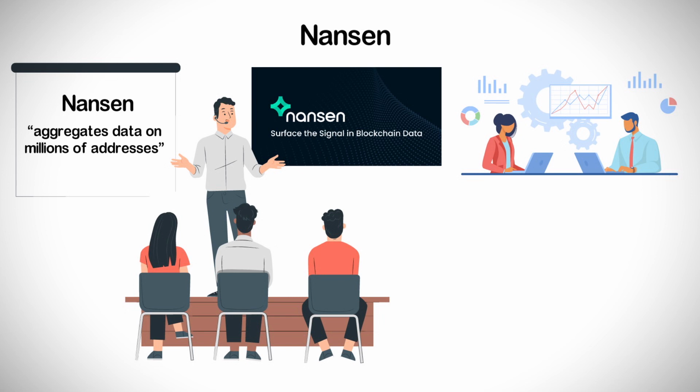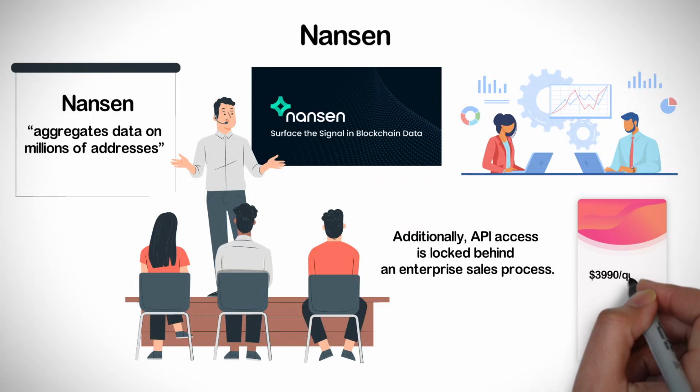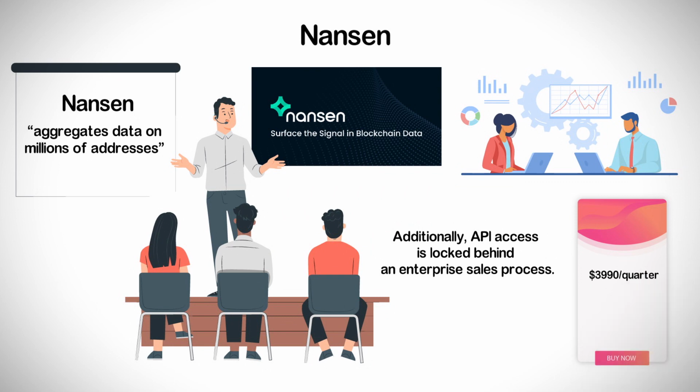However, Nansen has limited flexibility if your use case requires raw blockchain data or complex joins. Additionally, API access is locked behind an enterprise sales process. Data is also read-only for the majority of plans, and you have to be on a $3,990 per quarter plan for a simple CSV export.